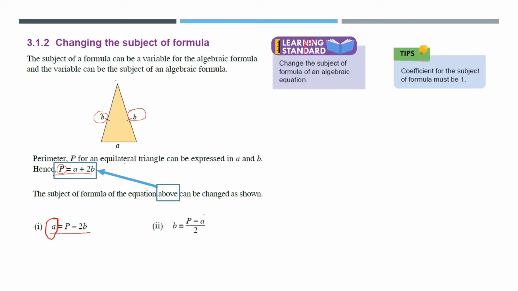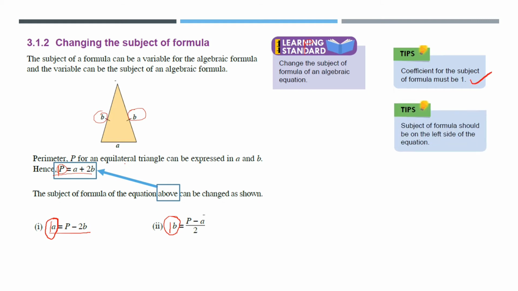Remember, the coefficient for the subject of formula must be 1. So the coefficient of the subject must be 1: 1B, 1A, 1P. But it is not written there. The number 1 is not written in here. But you need to understand that B here means 1B. P here means 1P. This is the tip that you need to remember.